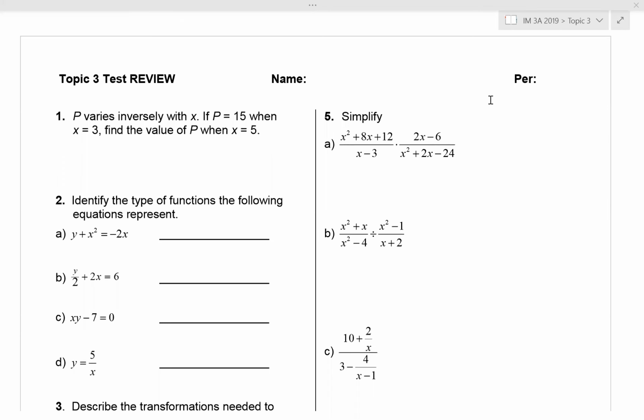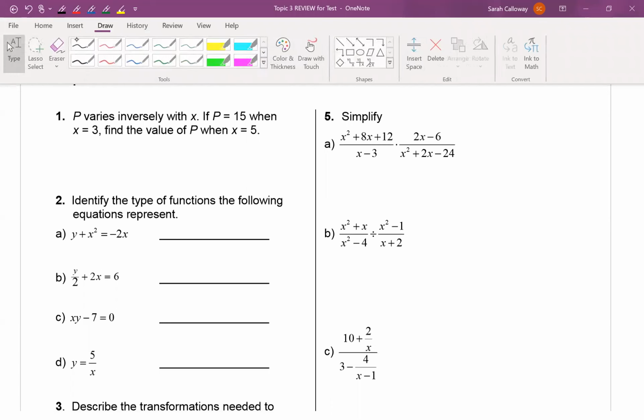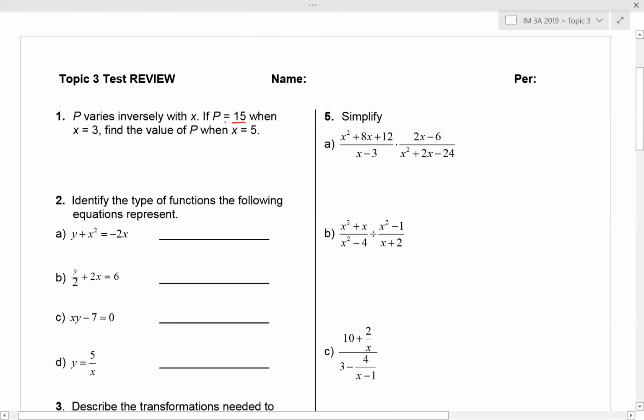This video is going to go over the topic 3 test review. So for the first question, we are told that P varies inversely with X. If P is 15 when X is 3, they want us to find the value of P when X is 5. So if it varies inversely, that means that the product of the two variables is constant.